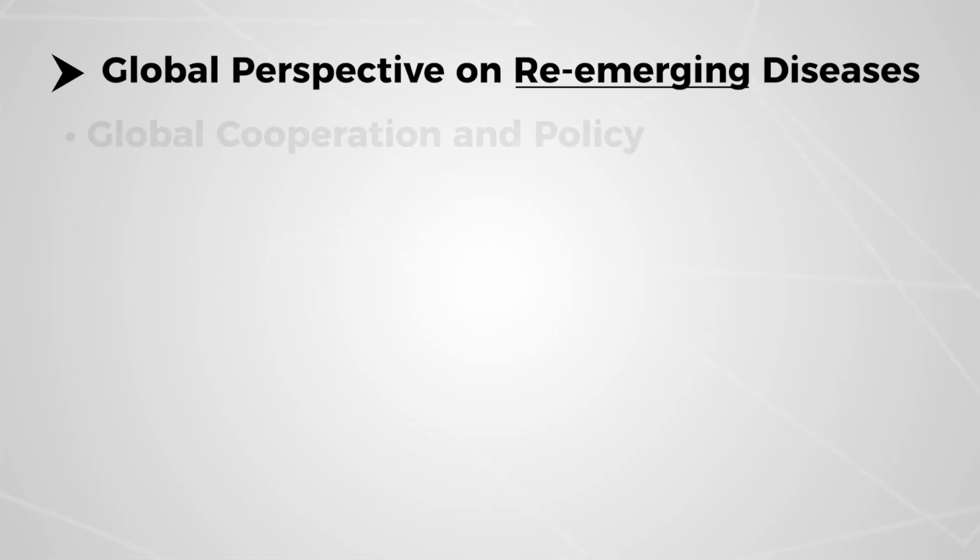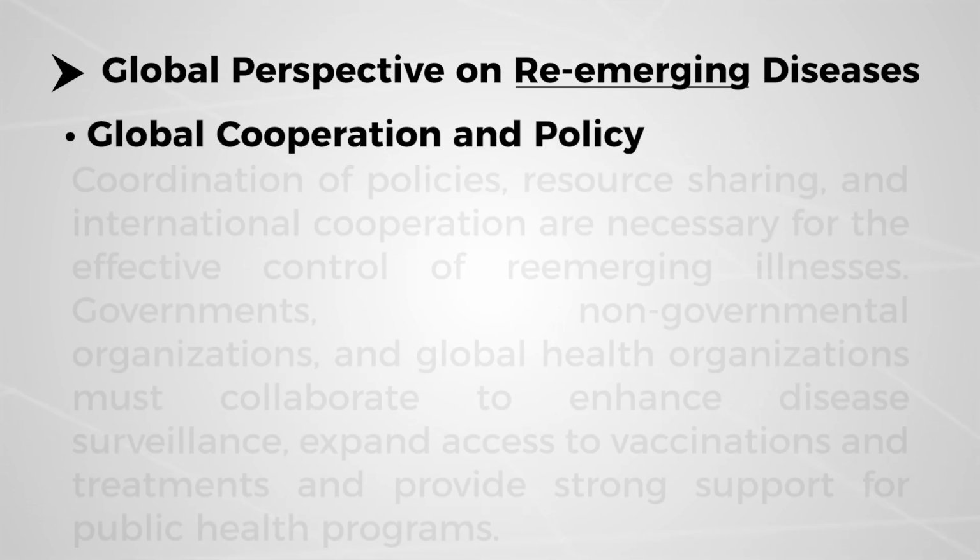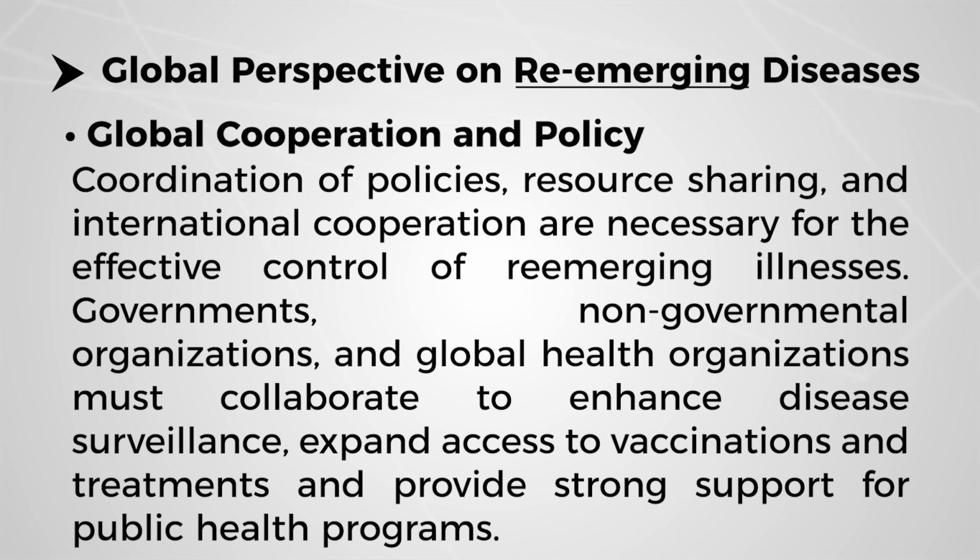Also, for that matter, global cooperation and policy is necessary, like coordination of policies, resource sharing and international cooperation. For example, during COVID-19, the Indian government helped other countries also by giving the vaccine for COVID-19. So for control of re-emerging illnesses, governments, non-governmental organizations and global health organizations must collaborate to enhance disease surveillance so that it is very easy to monitor. So expand access to vaccination, so all the people should be vaccinated, and treatment, and provide strong support for public health programs.